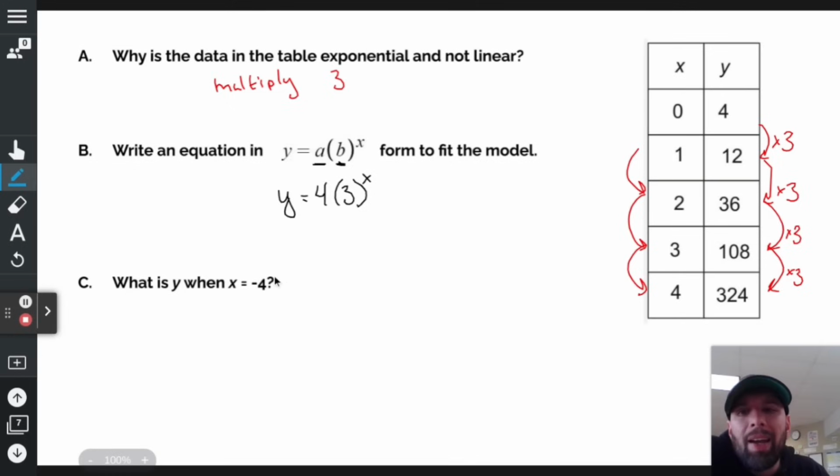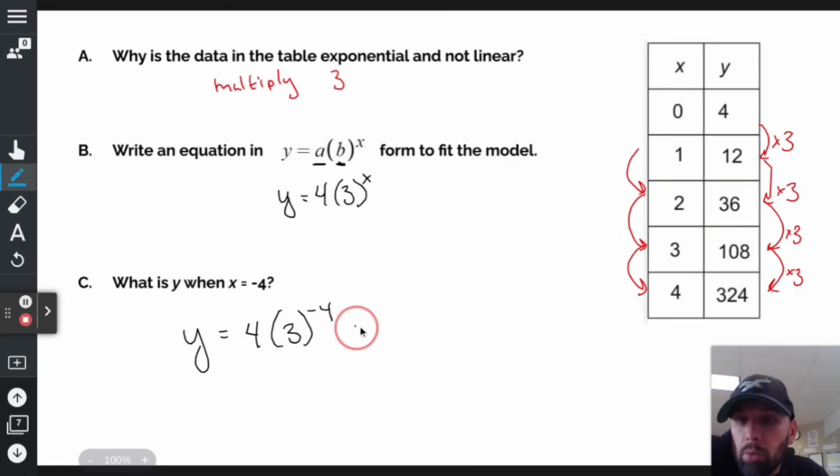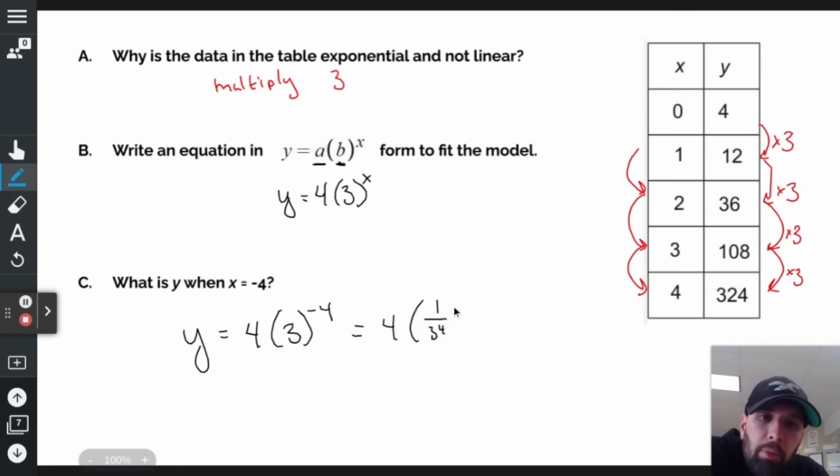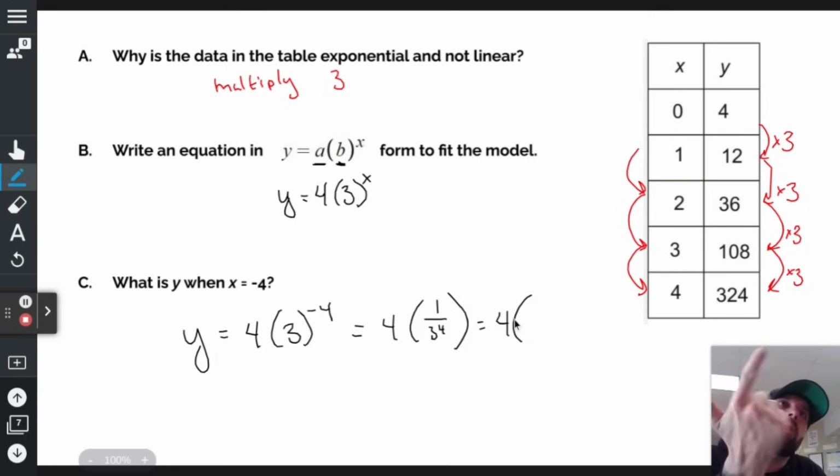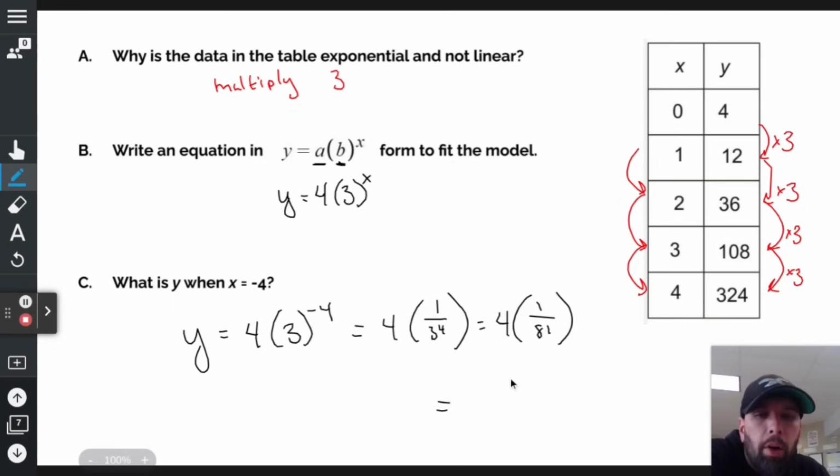Now what I have to do is work my way a little backwards. What is y when x is negative 4? Well, y is going to be 4 times 3 to the negative 4, or 4 times 1 over 3 to the fourth, or 4 times 1 over 9, 27, 81, 1 over 81, or 4 over 81. No calculator needed. You need a calculator for that? Come on.